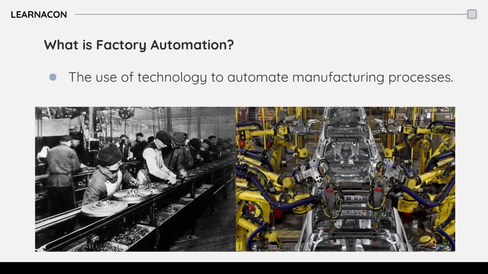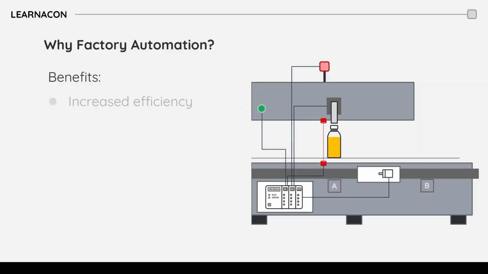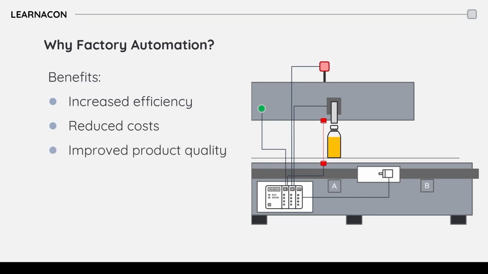Factory automation is the use of technologies to automate manufacturing processes. It's like having robots and machines take over repetitive tasks, making production more efficient and reliable. So why do we need factory automation? Well, it offers a host of benefits: increased efficiency, reduced costs, improved product quality, enhanced safety, and consistent output. It's a win-win for businesses and consumers alike.